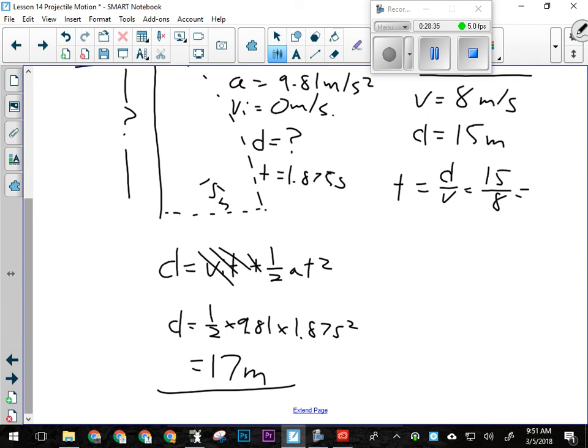If the question asked, what's the displacement of the person, then what would I have to add to that? Direction, right? I have to say 17 meters down. Since it asked for the height of the cliff, that's more of a distance. I don't need to put a direction on it. Height implied the direction already. So the cliff is 17 meters high. Everybody all right with that?